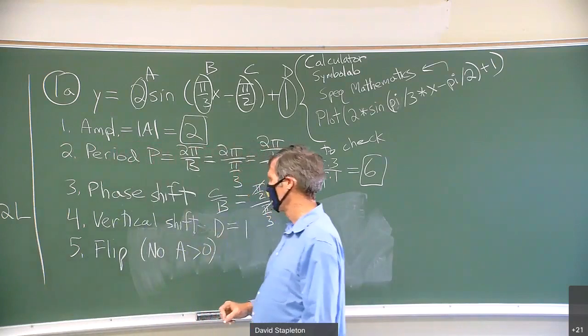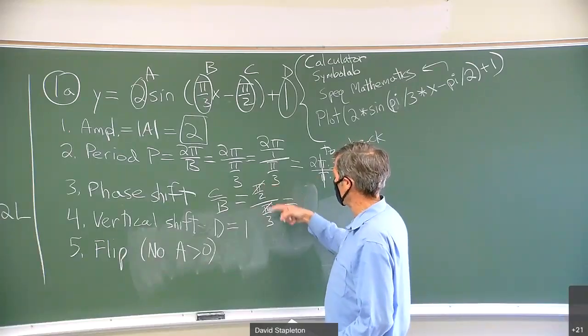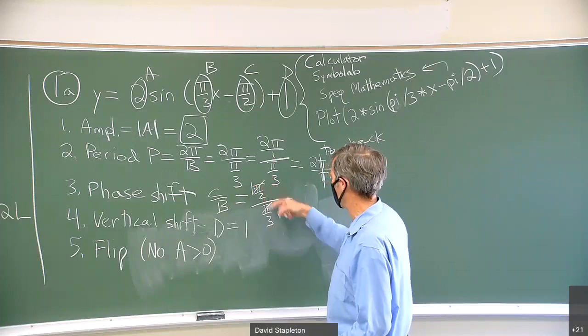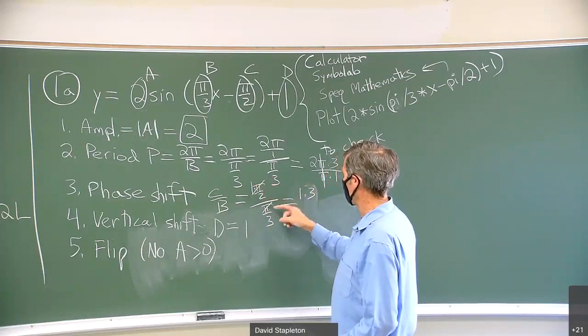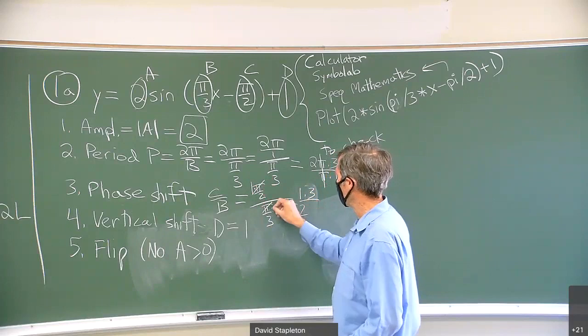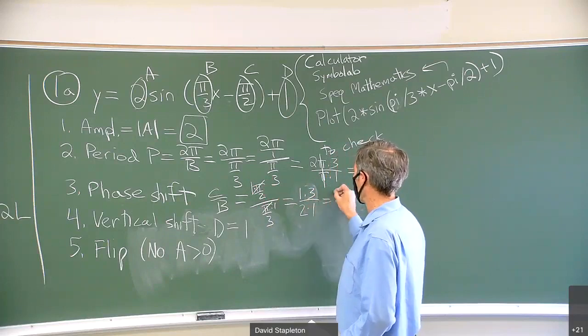Wait, shouldn't that be, the phase shift, shouldn't that be 2 over 3? If I multiply it out, I take top times bottom, because this is 1 times pi, 1 times 3, over middle times middle, 2 times 1, and so I get 3 halves.